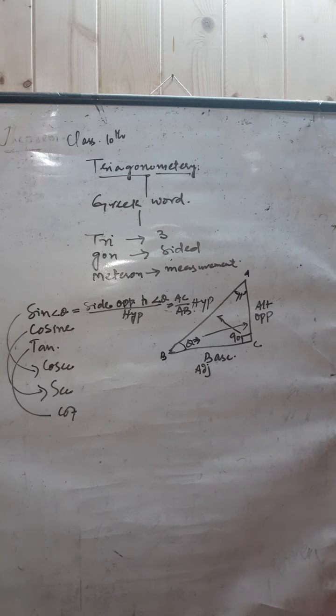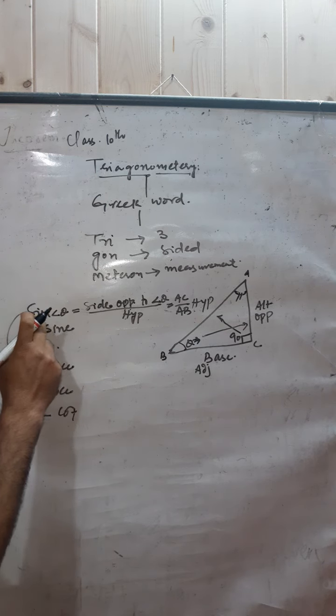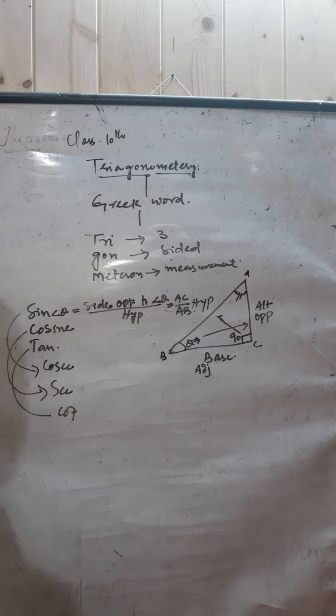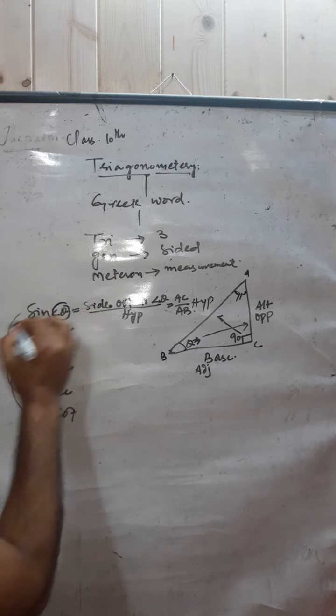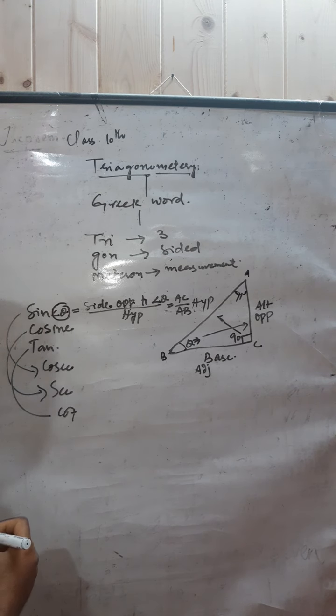So here we have the ratios in terms of sides. Sine of angle theta doesn't mean the multiplication of sine with angle theta. It is the sine of angle theta, and it can be read as sine of angle theta as it is.